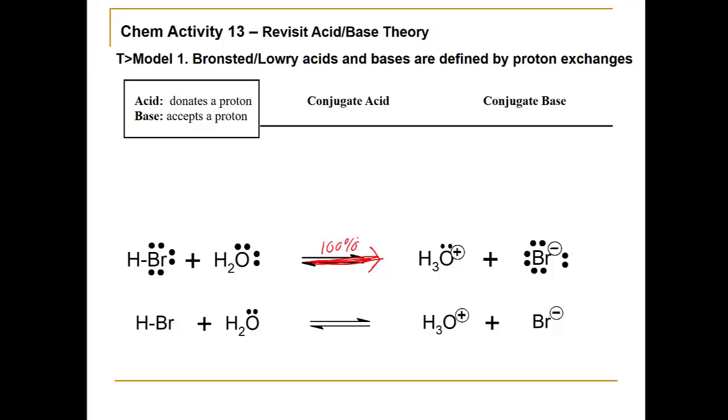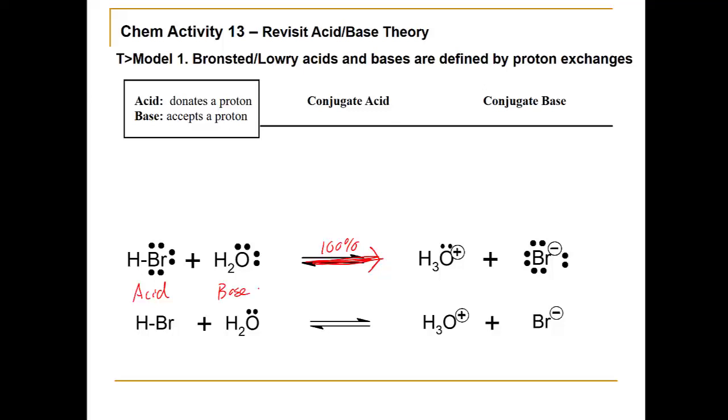Now we rely on the Bronsted-Lowry model of acid-base chemistry, and the Bronsted-Lowry model tells us that an acid is something that donates a proton and a base is something that accepts a proton. And therefore we would consider the HBr as being the acid as it donates a proton to the base water.